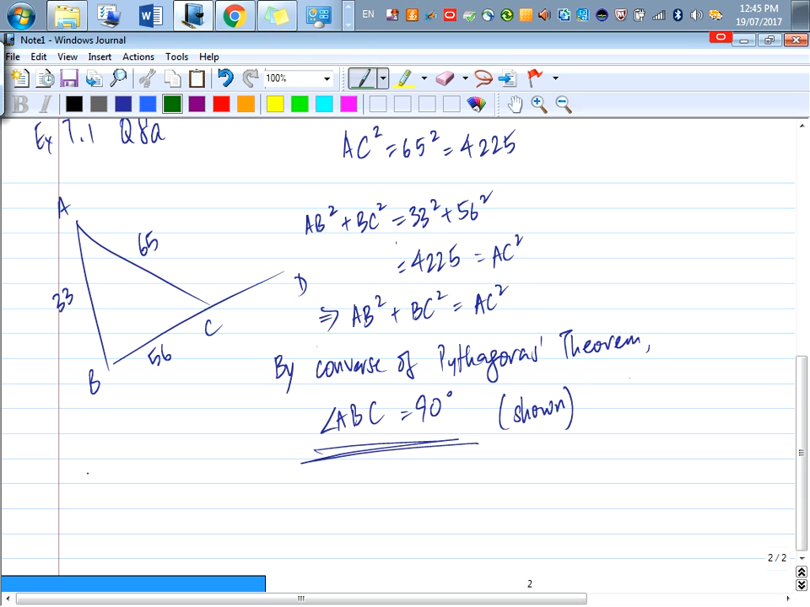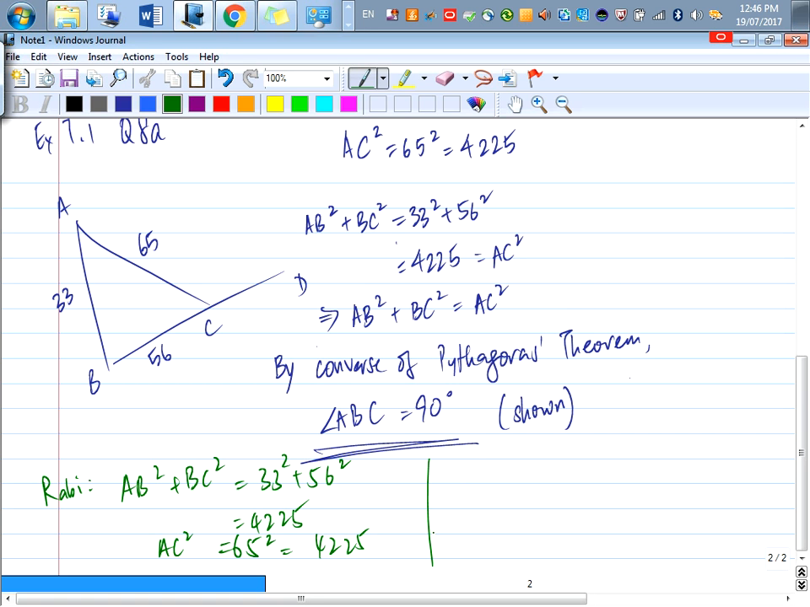One more time. Okay, what are you suggesting? equals to 56 square then AC square equals to 65 square equals to 4225. Okay, basically it's the same. You are just reversing these two steps, right? Yeah, then okay.